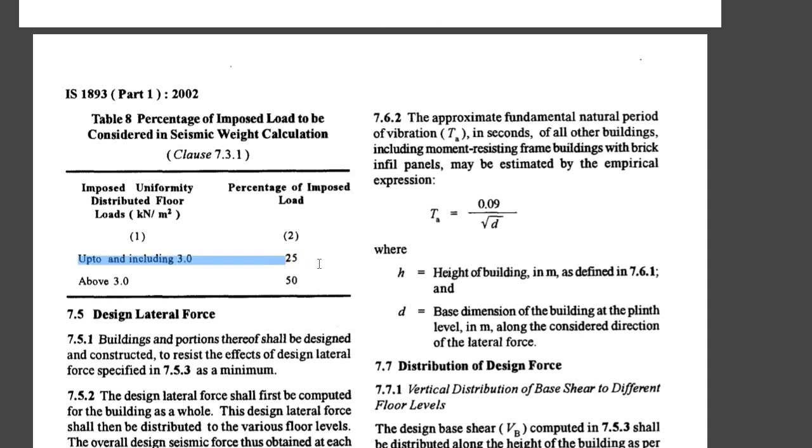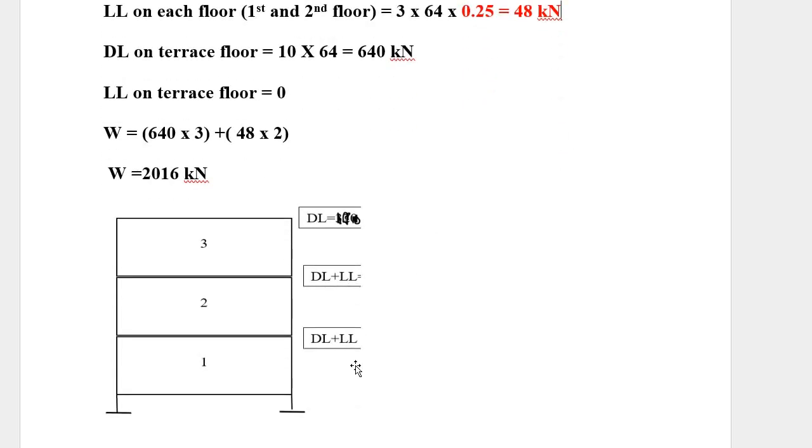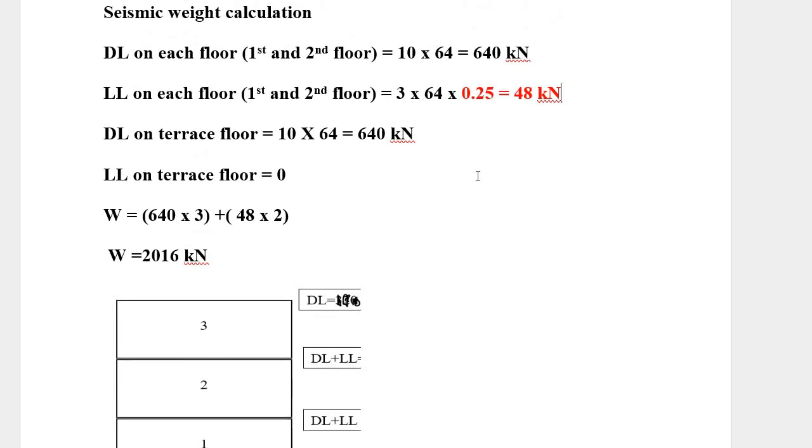So I have considered this 25. How did I take the live load? In the question they have given it as 3. So for 3 I should take it as 25%. 25% means 0.25. So multiply that. Only this I have highlighted in red color. So multiplying, we will get 48 kilonewton. Live load is present both on the base as well as the next story. So 48 is the answer.